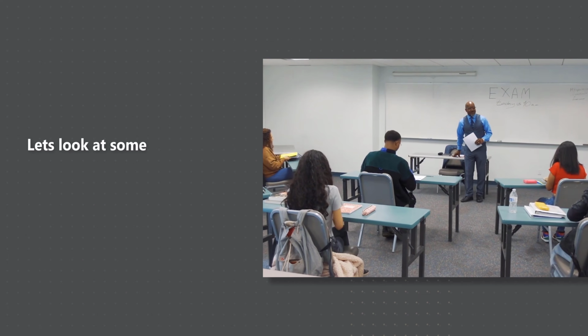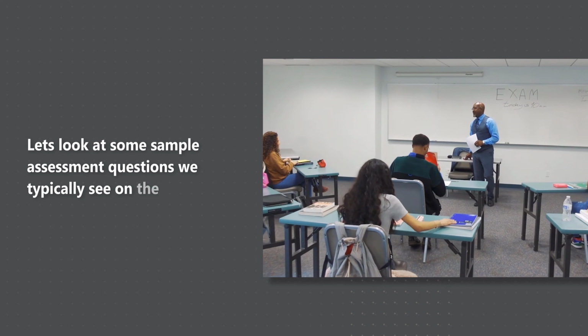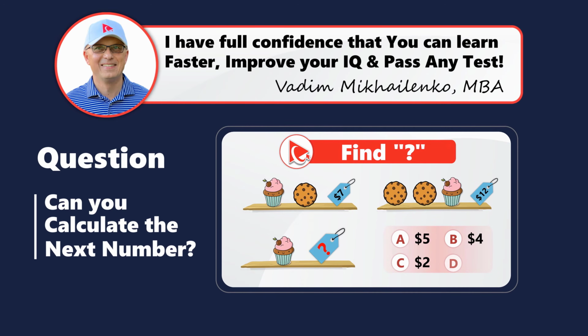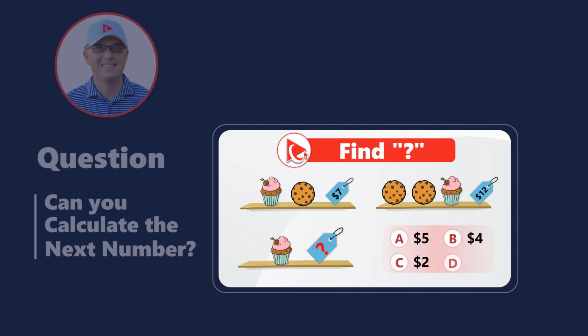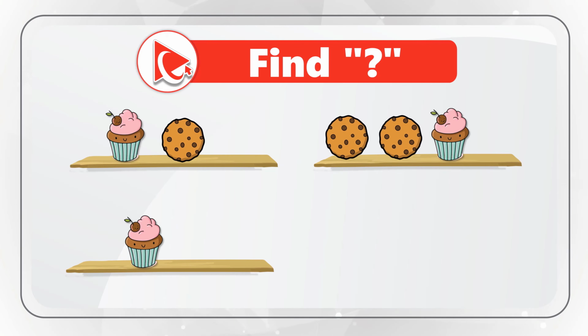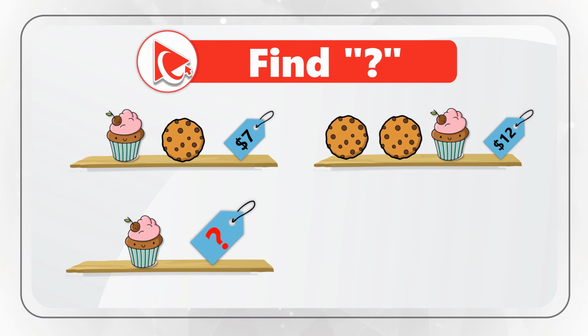Let's look at some sample numerical reasoning assessment test questions we typically see on the test. What's interesting about this problem is that it seems unsolvable, but if you make one correct assumption, it's so easy to solve. You're presented with a shelf of items from the coffee shop, and the items are cupcakes and cookies. There are 3 sets of items, and 2 sets have price tags associated with them, and the last set does not, and you need to calculate the price tag for the last set.